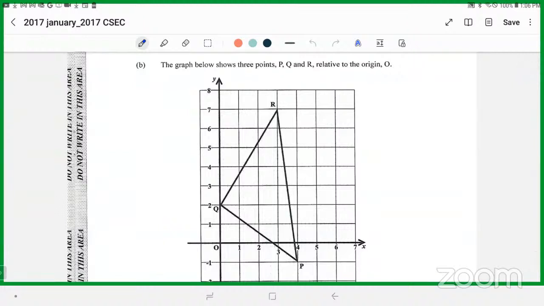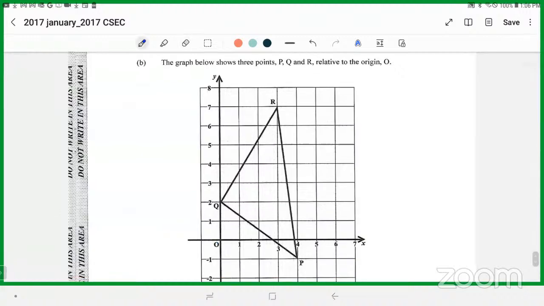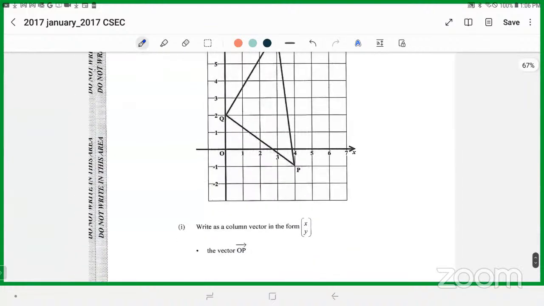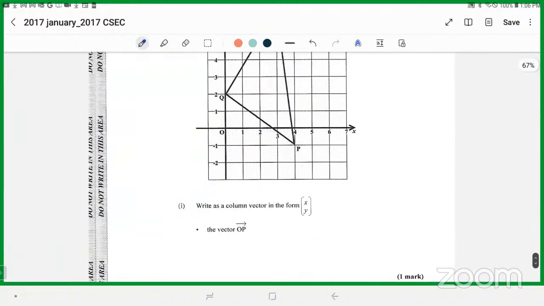All right. So this question says the graph below shows 3 points, P, Q, and R relative to O. So these are the points P, Q, and R, and they're all relative to O. So, it's like going to those points from O. That's what it means. So this one is on a graph. It says write down in vector form the vector OP.